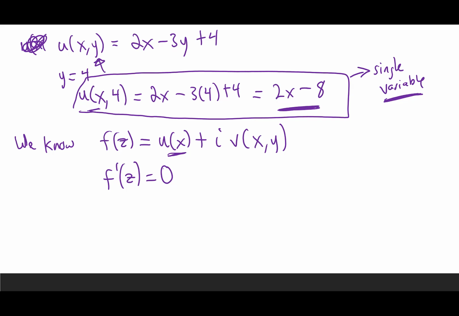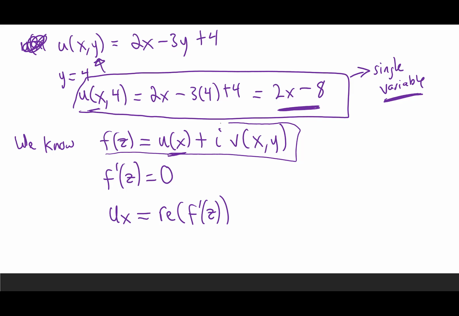Well, what is u sub x? The partial of u with respect to x is actually equal to just the real part of f prime of z. So think about taking the derivative of this whole thing with respect to x. Then the real part is just going to be the partial of u with respect to x. So that's what this equation is saying. Now, what do we know about the derivative of f? We know that that's 0. So this is just the real part of 0. And what is the real part of 0? That's just the number 0.